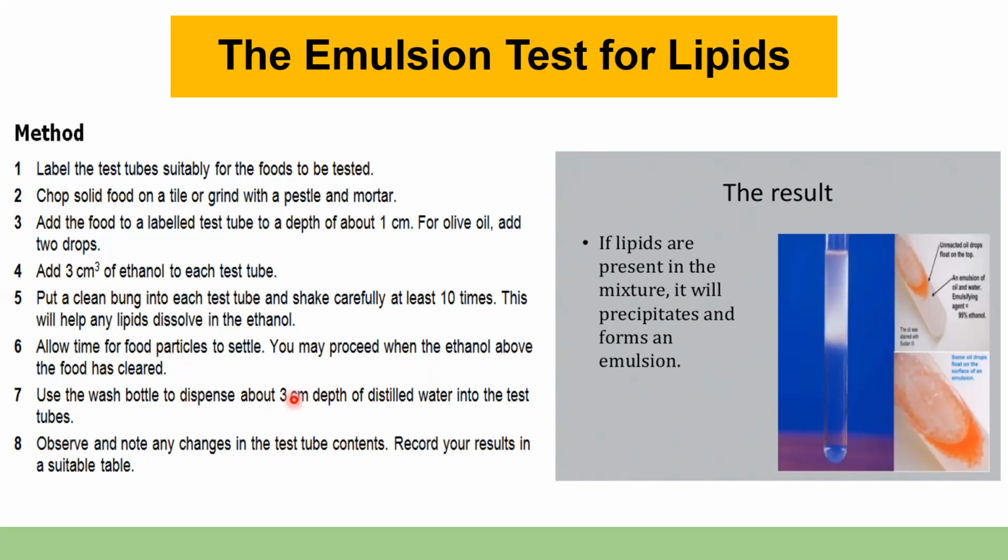Then use a wash bottle to dispense about 3 centimeter cube of distilled water into the test tubes. Observe and note any changes in the test tube contents and record your result.